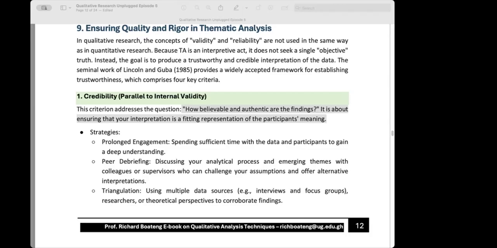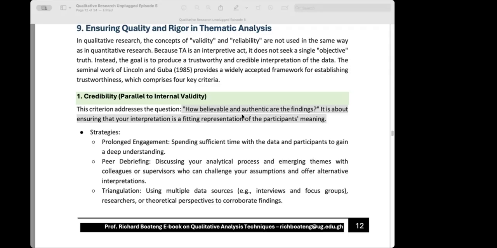This involves regularly discussing your analytical process, your emerging codes, your potential themes, and your interpretations with knowledgeable colleagues, your supervisor, or other qualitative researchers who are not directly involved in your specific study. These peers can act as a critical sounding board. They can challenge your assumptions, ask probing questions, offer alternative interpretations you might not have considered, and point out potential blind spots or biases, helping you refine and strengthen your analysis. It's like having an external check on your interpretive process.